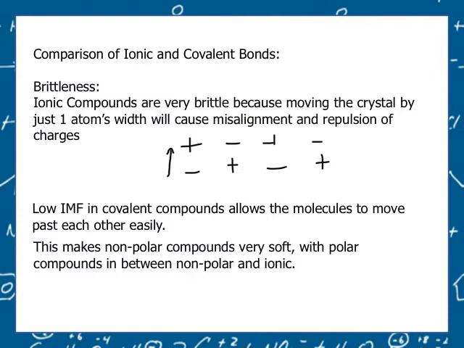Low intermolecular forces in covalent compounds allow the molecules to move past each other very easily. So this makes nonpolar covalent compounds very soft, with polar covalent compounds kind of an intermediate between the very, very soft nonpolar and the very, very brittle ionic.